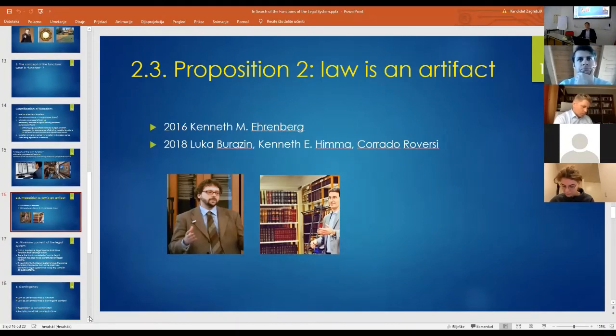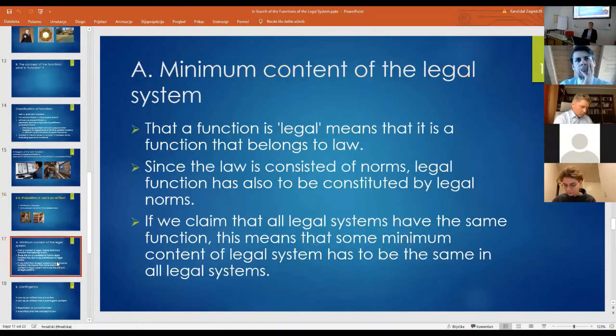Okay, the second problem in this group of problems is, as I mentioned at the beginning, that we can challenge that law is an artifact. Someone would say if law is an artifact, it's a strange kind of artifact. But without going into that discussion, I would stress two implications of the proposition that law is an artifact. The first implication is that we can talk then about the minimum content of the legal system.